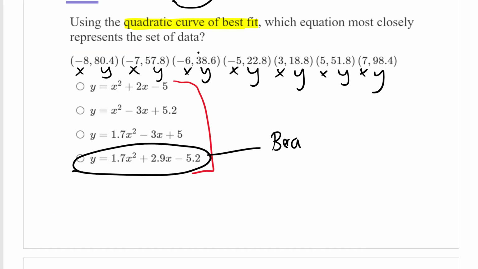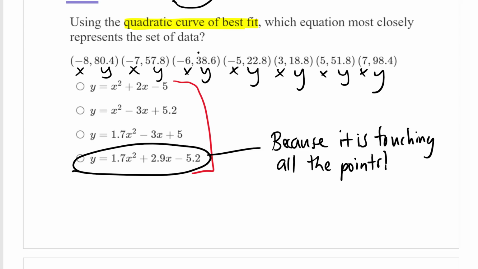Because it is touching all the points. You can write in Spanish if you want.